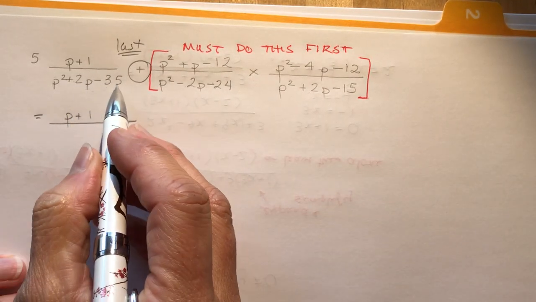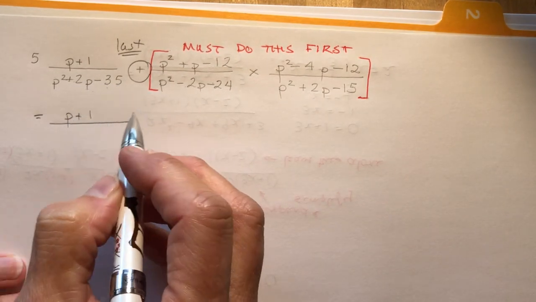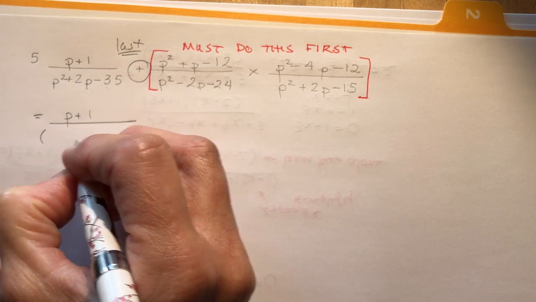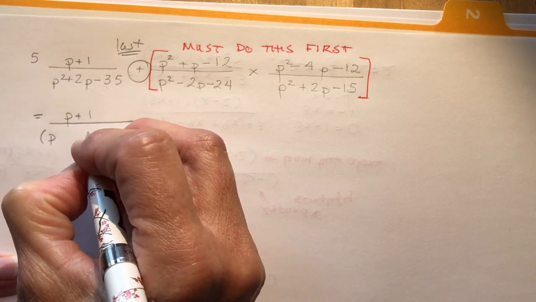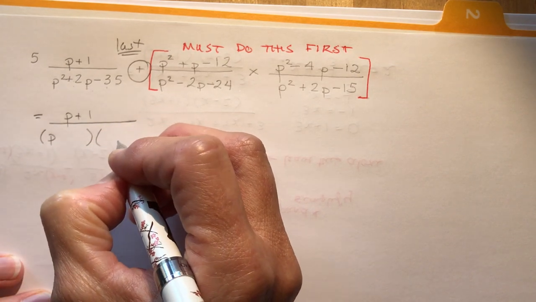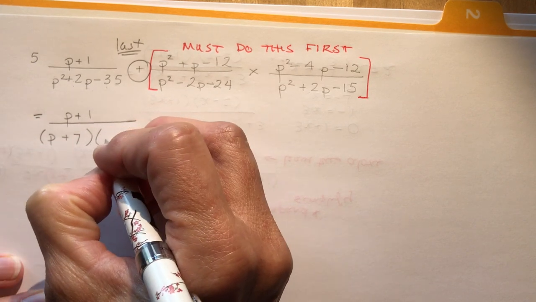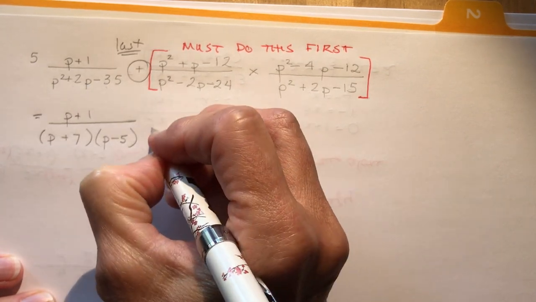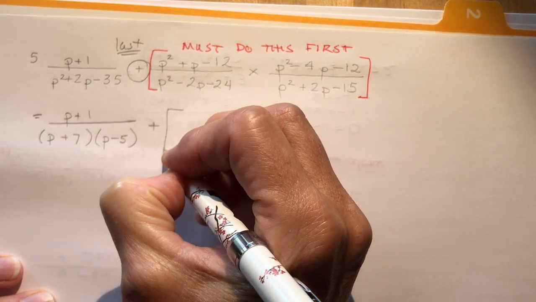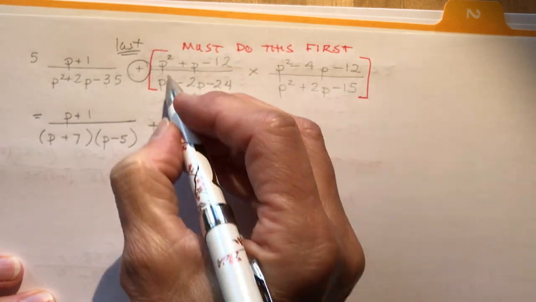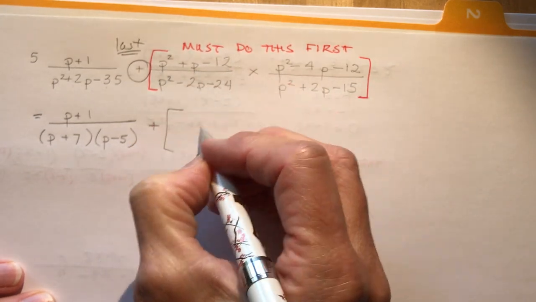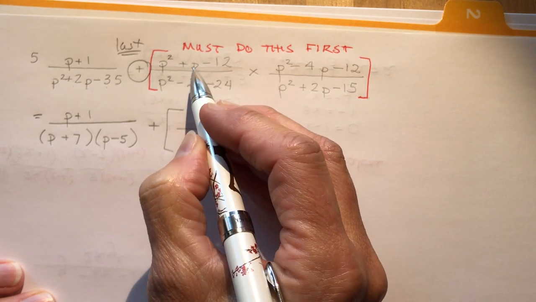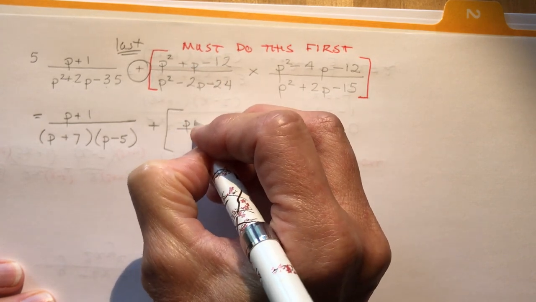Okay, so I have P plus 1 in the denominator. I'm not going to write out all the product sums. Let's use our head a little bit. Multiplies to minus 35, adds to 2. So one's going to be 7, one's going to be 5. Which one is positive? The 7, because they have to add to a positive 2. And here, I'm going to leave my brackets here because I need to do all this first. P squared plus P minus 12 multiplies to minus 12, adds to positive 1, so that would be 4 and negative 3.